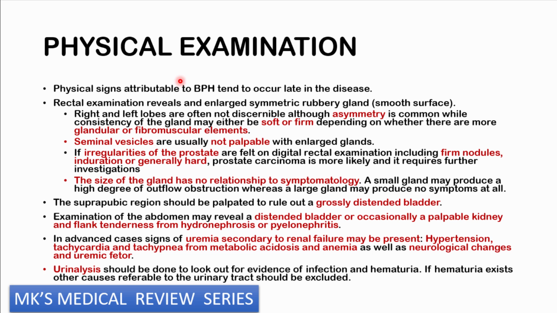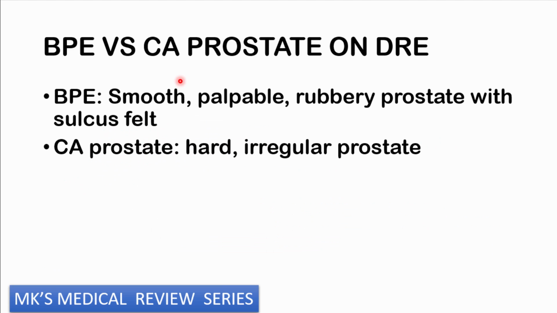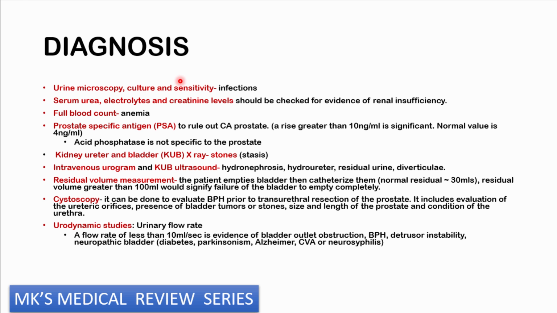Then you may also want to do a urinalysis to look out for any evidence of infection and hematuria. And if hematuria exists, then other causes should be ruled out. So here's how you distinguish between benign prostatic enlargement versus CA prostate on digital rectal examination. In benign prostatic hypertrophy, the prostate gland is going to be smooth, palpable, rubbery, and you can actually feel the median sulcus. Then the CA prostate is going to be hard and irregular.